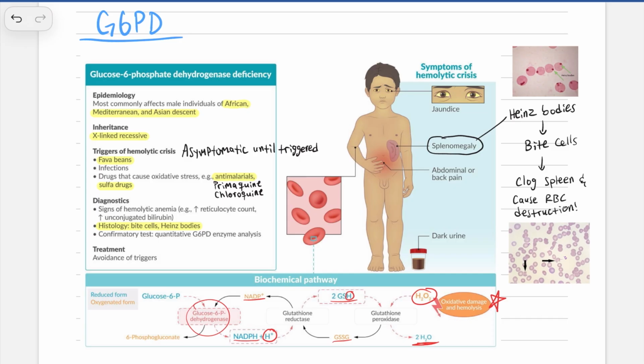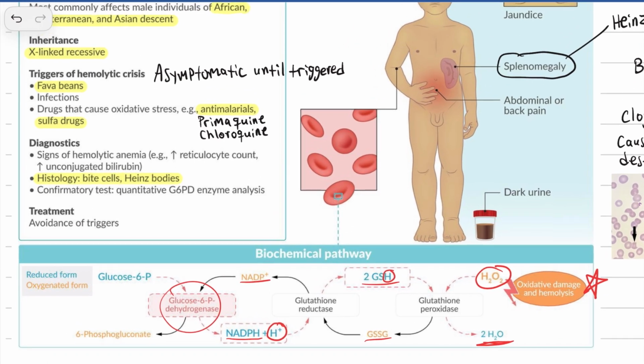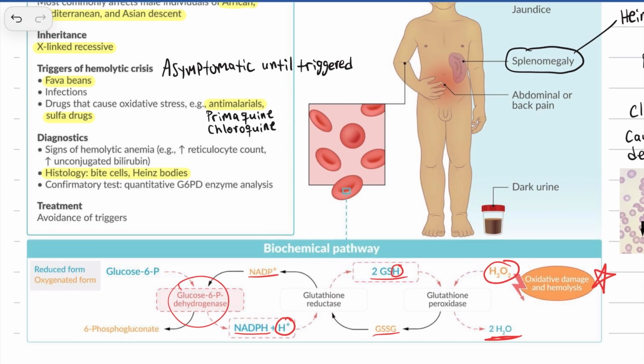You can also see elevated reticulocyte count, like we spoke about before, and elevated unconjugated bilirubin, which is why you get the jaundice. And really, there's no cure. You just want to avoid those triggers. The way this works is with this biochemical pathway right here. So normally, you have G6PD, which helps convert your glucose 6P to your 6-phosphogluconate. And that process requires NADP to gain hydrogen and become NADPH.